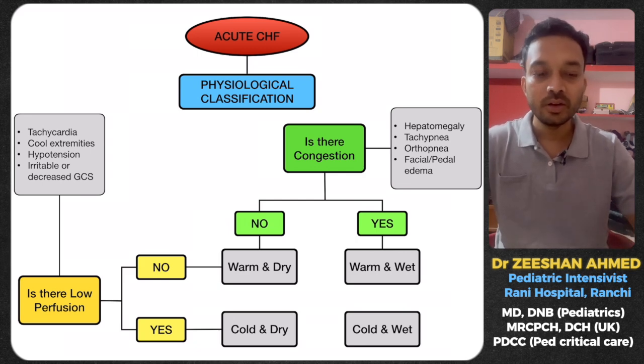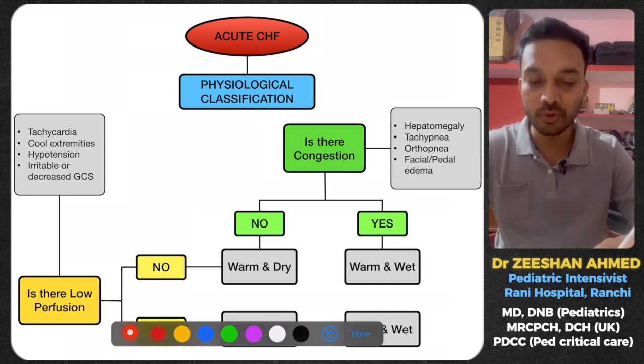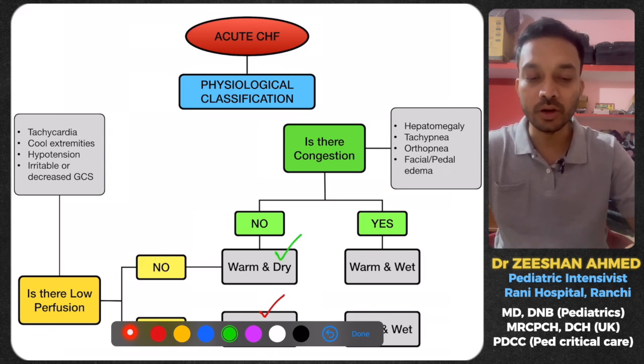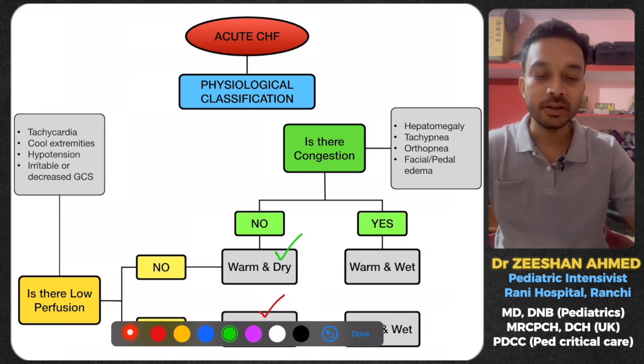And the most rare, but the most difficult to treat is the cold and dry. This is the most difficult to treat. And our ultimate goal is to try to achieve the warm and dry state. And most of the patients will come either as warm and wet or as cold and wet.